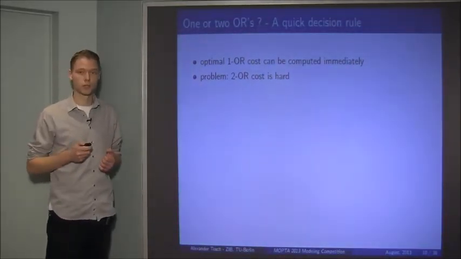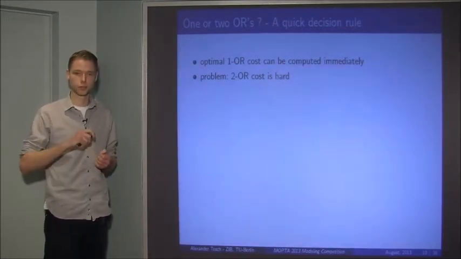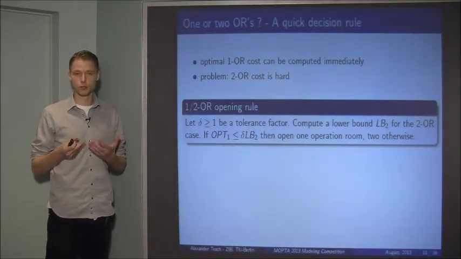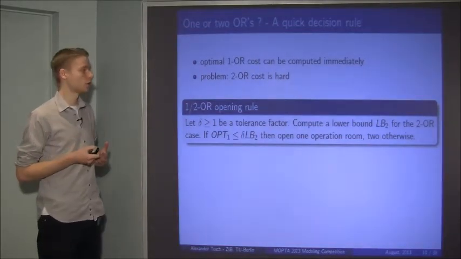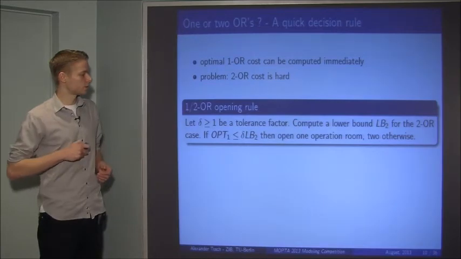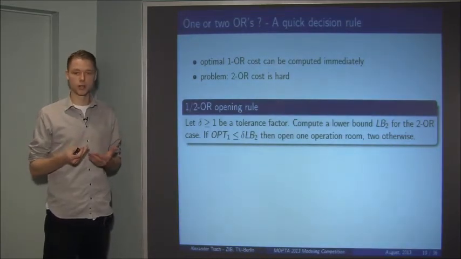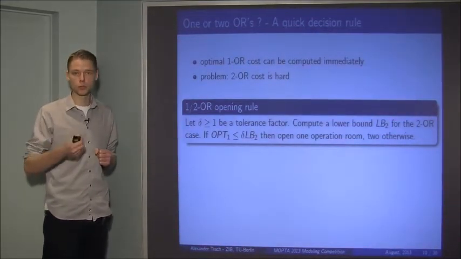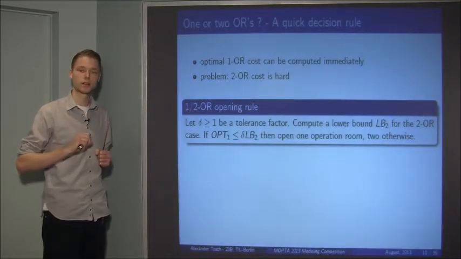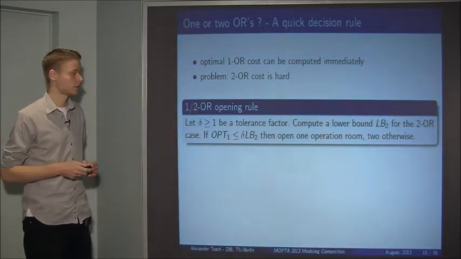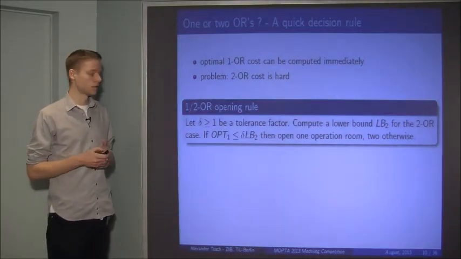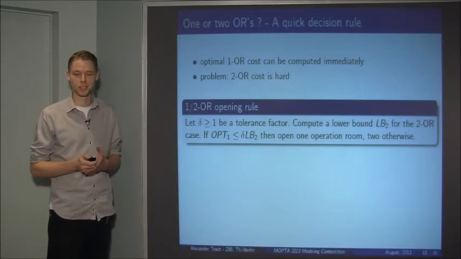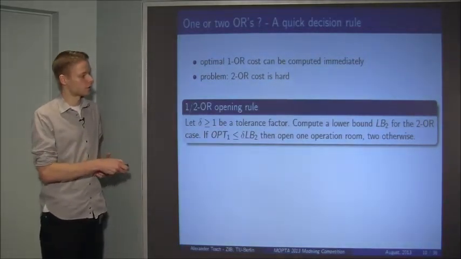But the 1-hour air case we can compute immediately, just from the given rule that we have observed just before. Therefore, I developed some kind of new rule that uses a lower bound property of the 2-hour air case. We just define delta greater than 1, a tolerance factor, and we compute a lower bound for the 2-hour air case. And if we compute the optimal cost for the 1-hour air case, and this is smaller than the lower bound of the 2-hour air case, then we know that the 1-hour air case must be better, because it's a lower bound, and I think it's pretty clear. And otherwise, we take 2 operation rooms.